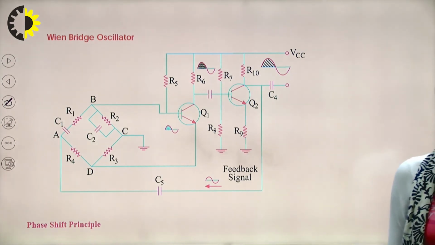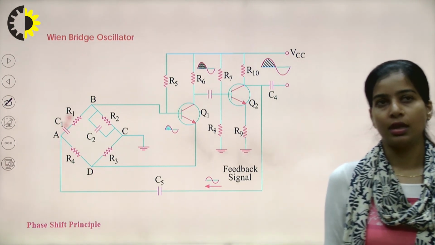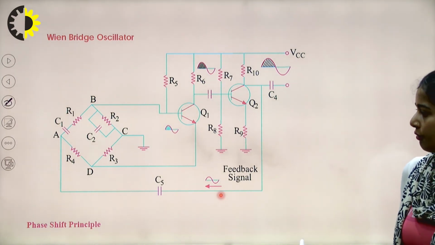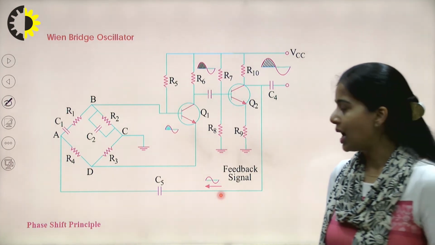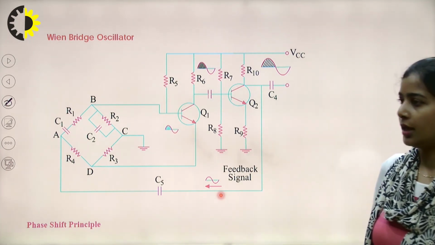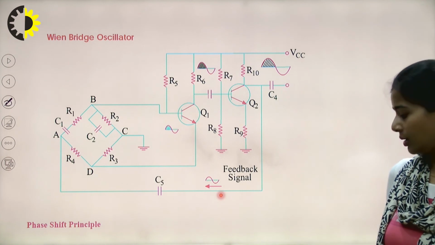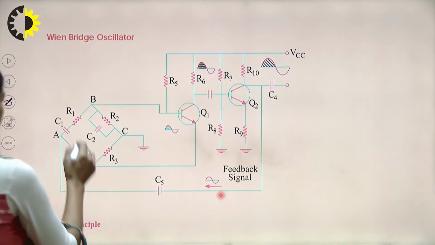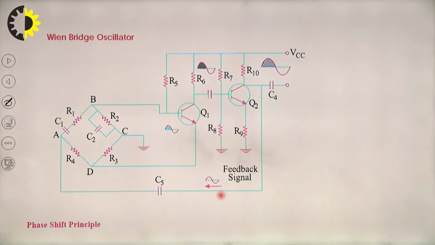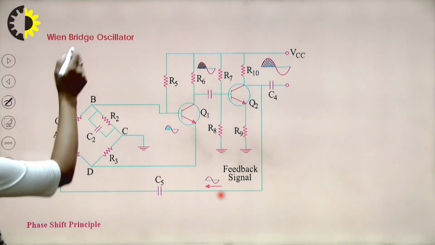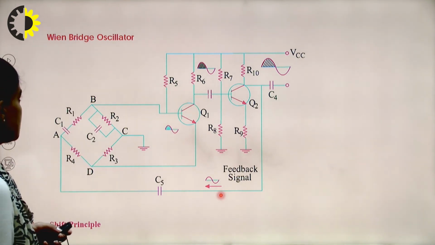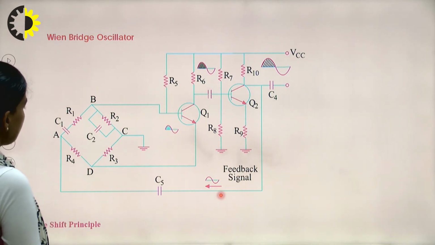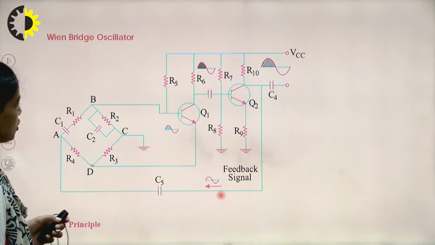Another phase shift oscillator is the Wien bridge oscillator, which works upon the principle of phase shifting through the RC network, and another phase shift that is provided by the active device. So here we have this bridge network, A, B, C and D. Due to this bridge it is called a bridge, and Wien is the name of the scientist who designed this Wien bridge oscillator.